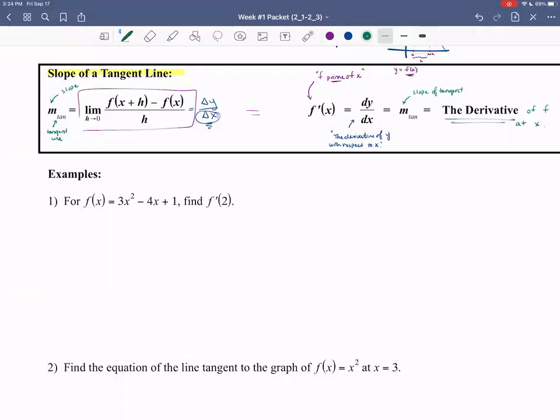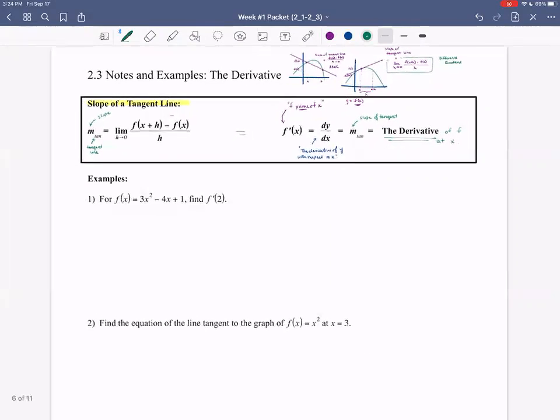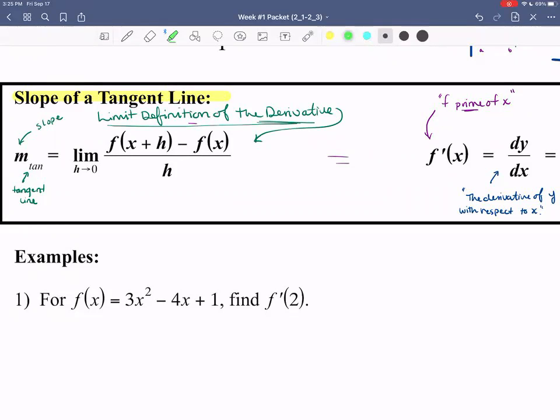In this video, we're going to continue our work on section 2.3, and we're going to look at some examples. One thing that I want to emphasize here is in this previous box where we had this slope of tangent line given as a limit, this limit is often referred to as the limit definition of the derivative. Turns out there are a few different ways to define the derivative, but this is the limit definition, and this is the primary definition that we will be seeing in this class.